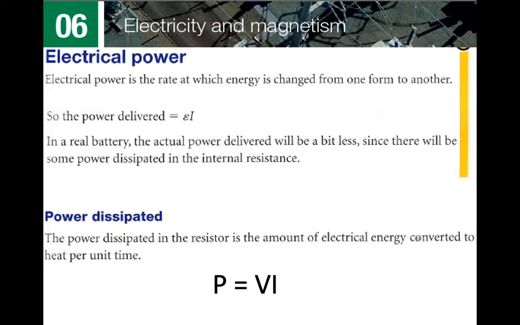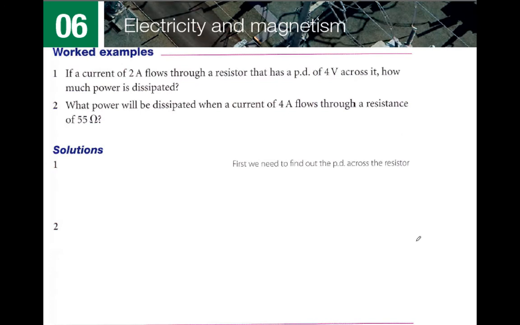Power, real quick, power is voltage times the current. Okay, if a 2 amp current flows through a resistor with a PD of 4 volts, how much power is dissipated? Remember, this is I, this is V, P equals IV. Bang, bang, we know that that's 8 watts. That means that an 8-watt light bulb would require a push of 4 volts at a current of 2 amps, okay?